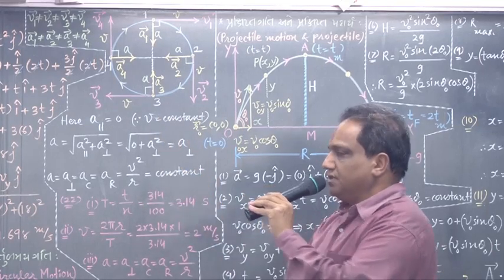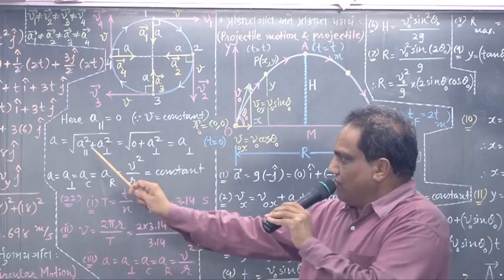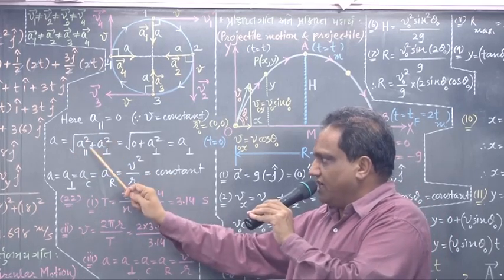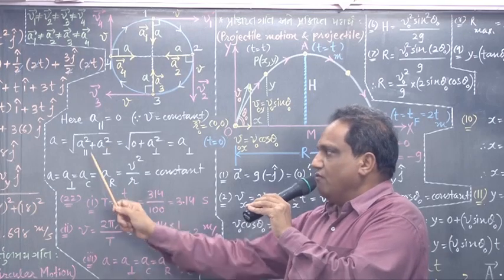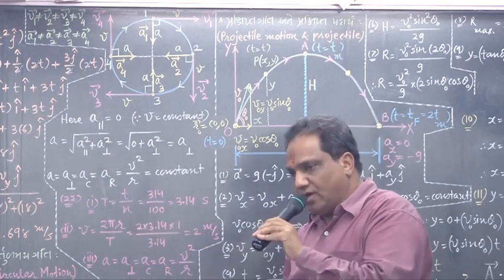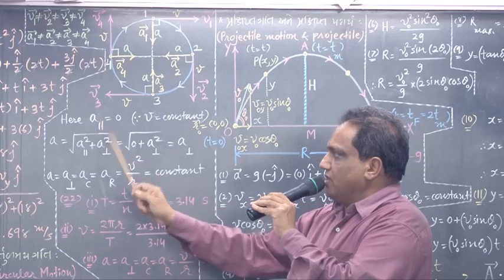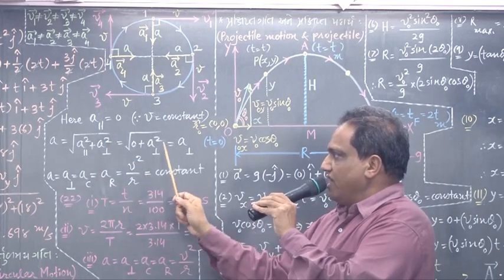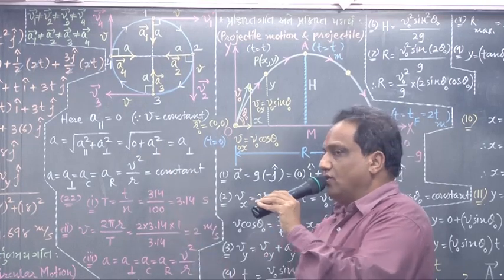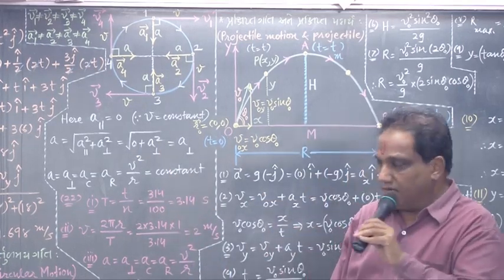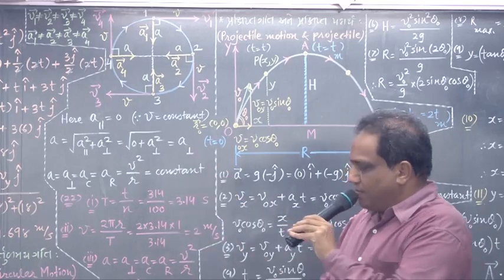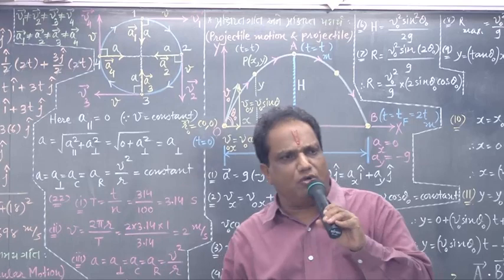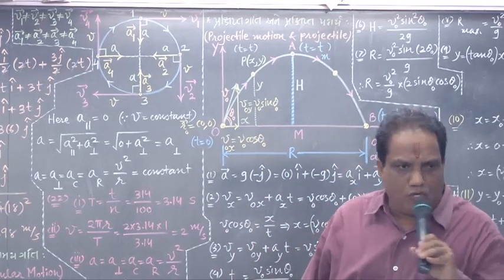What is the magnitude of any vector? It is the square root of the summation of squares of its mutually perpendicular components. One is a parallel, another is a perpendicular. But right now a parallel is 0, so the square root of a perpendicular square will be a perpendicular. How will you show a perpendicular? Perpendicular to the path of motion.